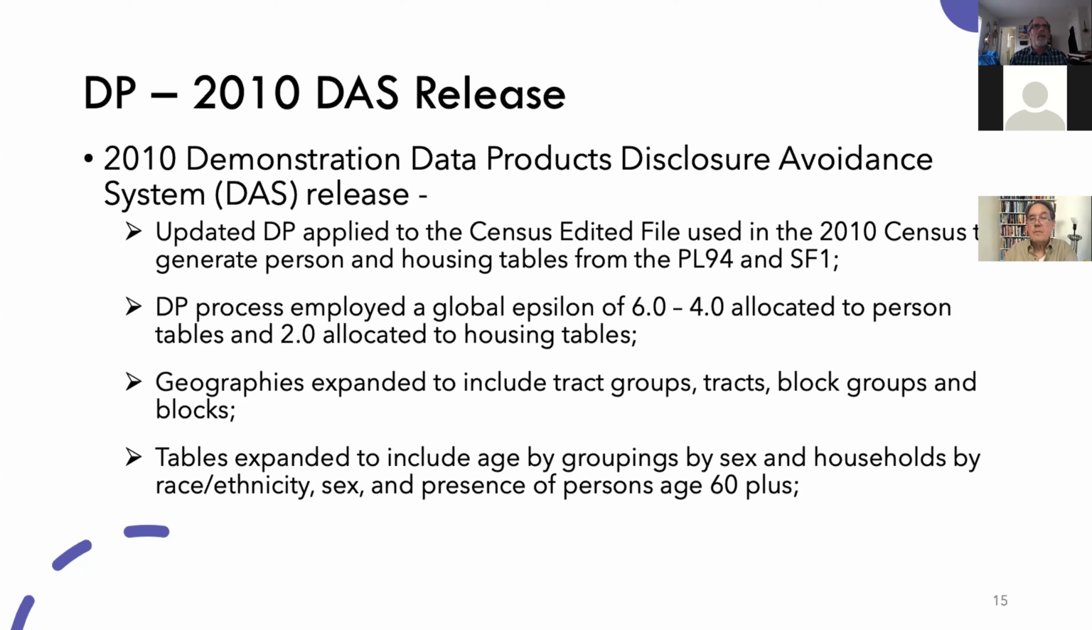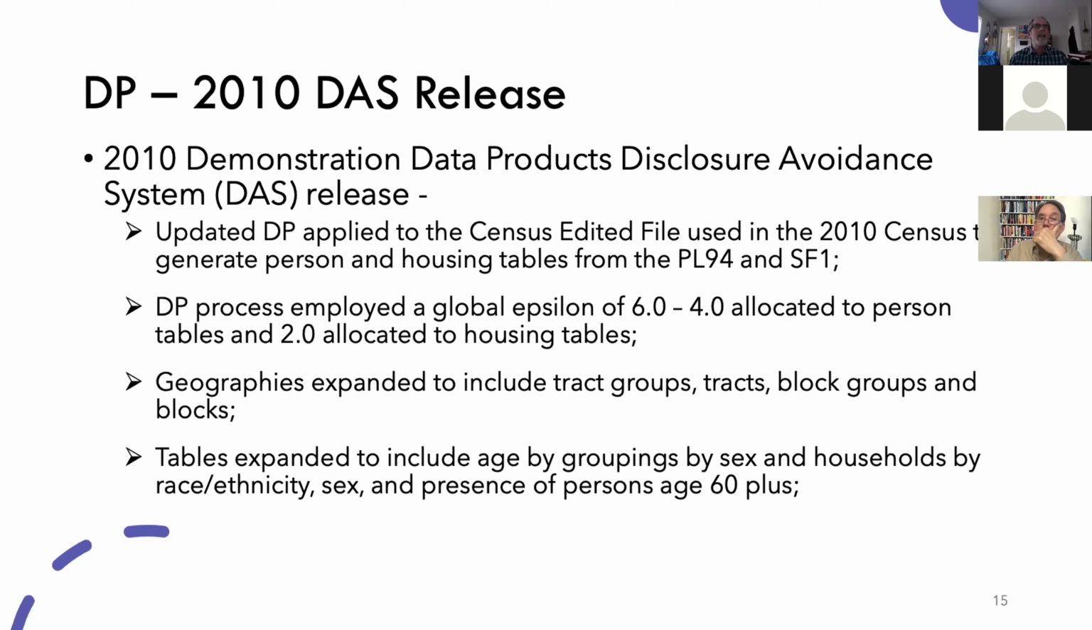The differential privacy process employed a global epsilon of 6. Keep in mind this was over 2 data sets, the person data set and the housing data set. So they allocated 4.0 epsilon to the person tables and 2.0 were allocated to the housing tables.